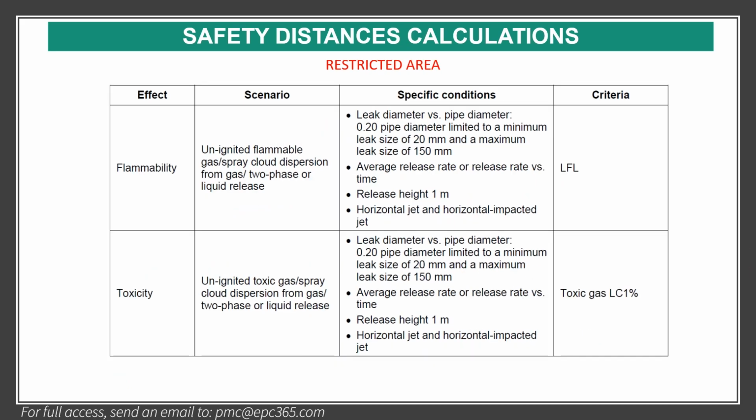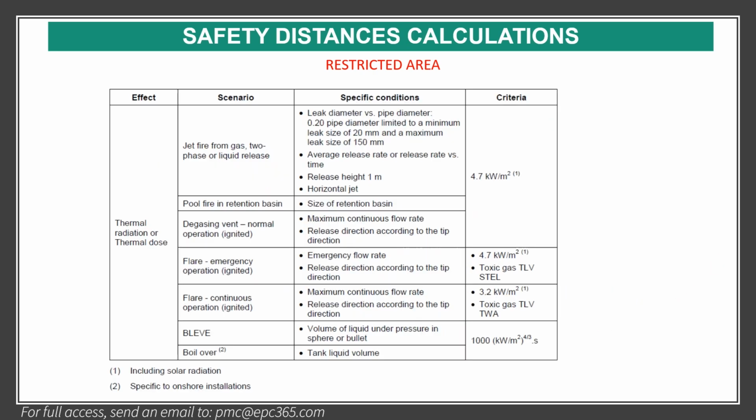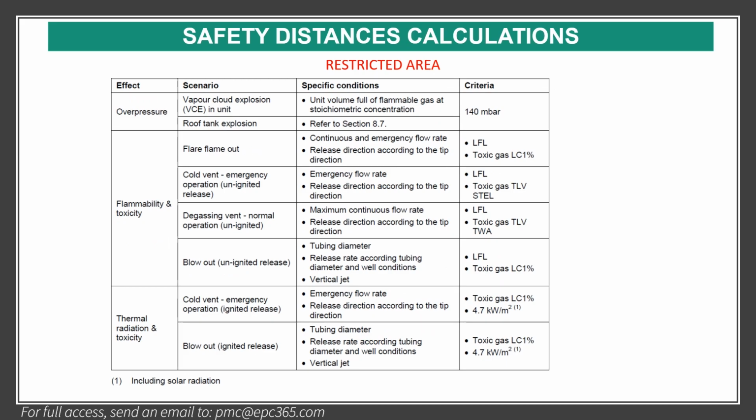The same thing for the restricted area: flammability LFL, and for toxic gas it is LCL 1%. For the restricted area, the thermal radiation is 4.7, and for the flare, for continuous operation, it is 3.2, and so on. For BLEVE it is in kilowatt per square meter. These are again for the restricted area. For overpressure it is 140 millibar. We have to look at that one.